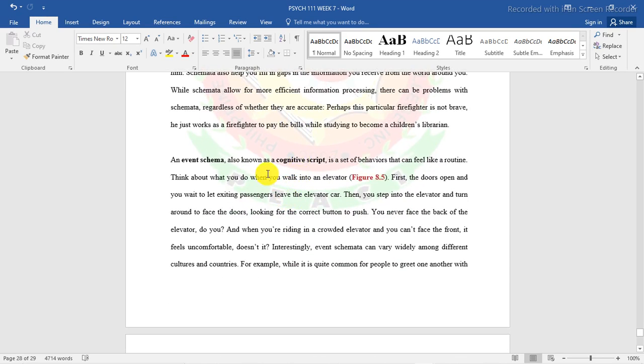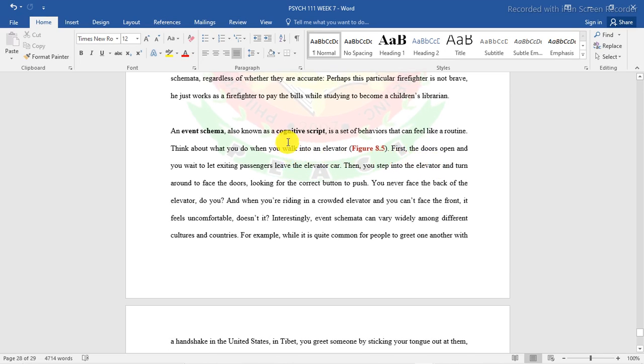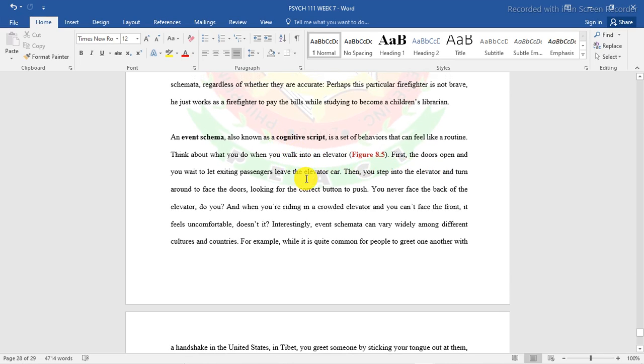So, event schemata, also known as cognitive script, is a set of behaviors that can feel like a routine. Think about when you walk into an elevator. First, the doors open. So, parang scripted na siya, di ba? Example, papasok ka sa elevator, first gagawin mo, tatayo ka dyan, maghihintay ka. Next is, pipindot ka. Pag na-open na yung door, papasok ka sa elevator, tatalikod ka naman. Ulit-ulit yan, it becomes a routine sa'yo.